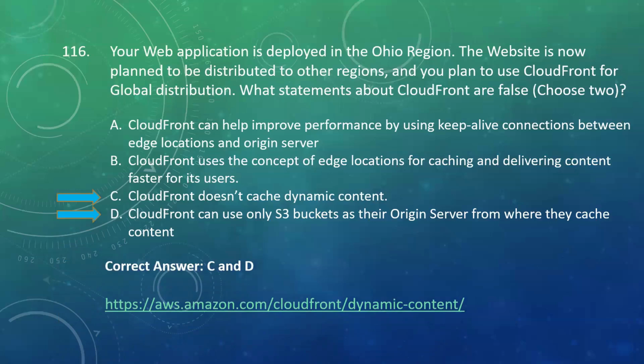You can use several different kinds of origin with CloudFront. For example, you can use an Amazon S3 bucket, a MediaStore container, a MediaPackage channel, an application load balancer, or even an AWS Lambda function URL. CloudFront can serve dynamic content as well. You can refer to the link on my screen to understand more around serving of dynamic content by CloudFront.